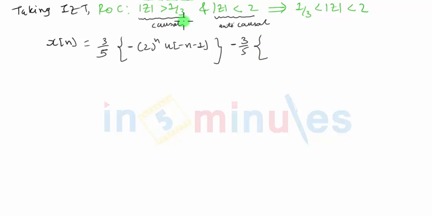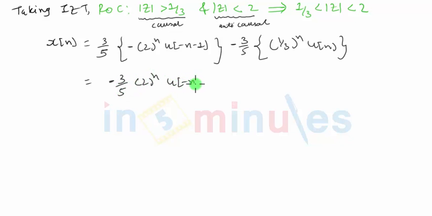The second signal is assumed to be a causal signal because the ROC is exterior to a circle. So this inverse Z transform will be nothing but a raised to n u of n, which is 1 by 3 raised to n u of n, and hence overall this becomes minus 3 by 5 2 raised to n u of minus n minus 1 minus 3 by 5 1 by 3 raised to n u of n. You can see one part is anti-causal, one part is causal, and hence overall this signal becomes a both-sided signal.